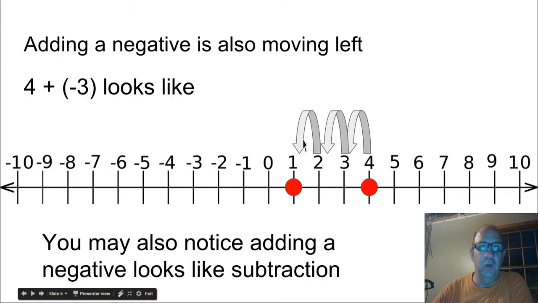Adding a negative is also moving to the left. So 4 plus a negative 3, the negative tells us move to the left. You start at 4 and jump 1, 2, 3 spots to the left, ending up at 1. You may also notice adding a negative is exactly the same as subtraction.